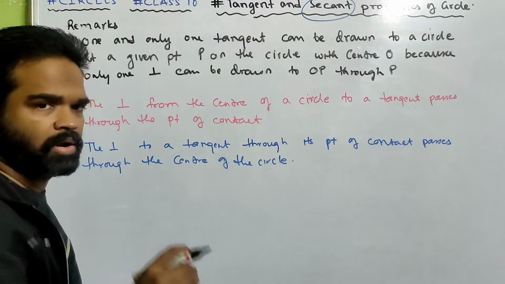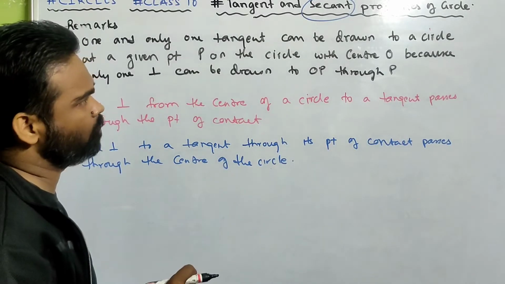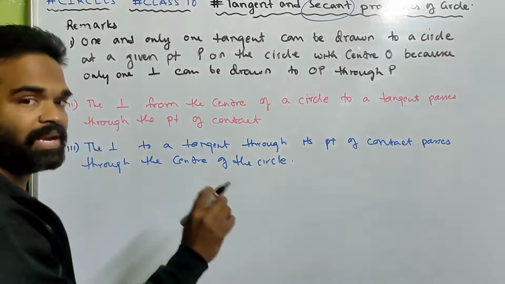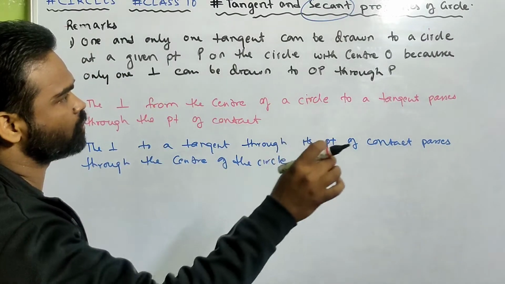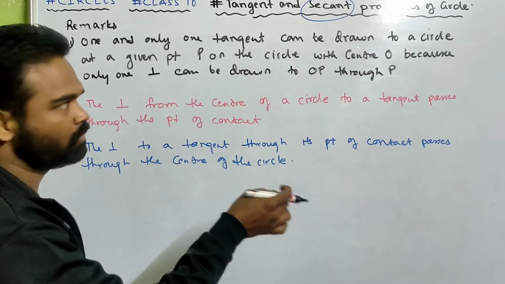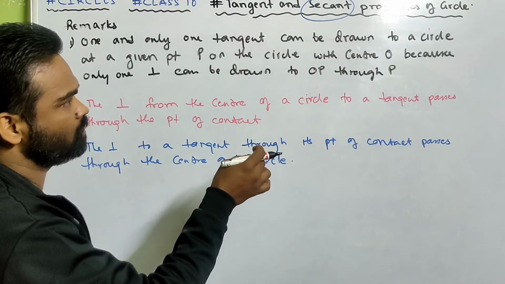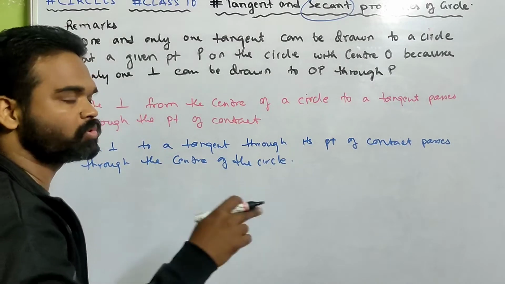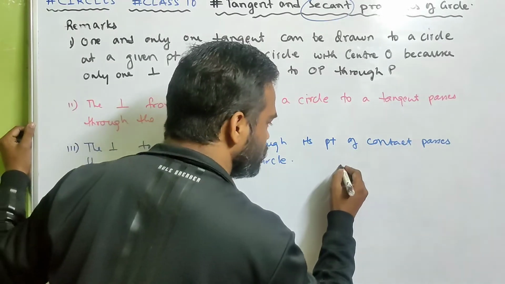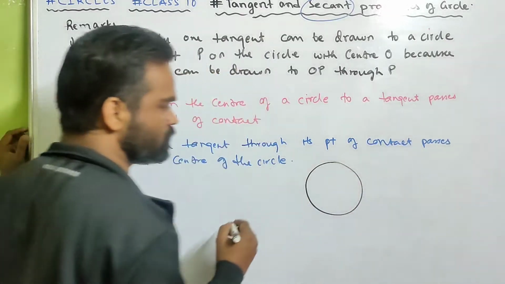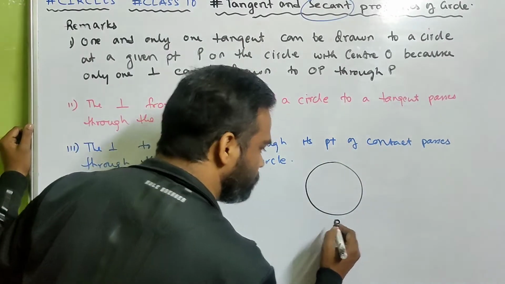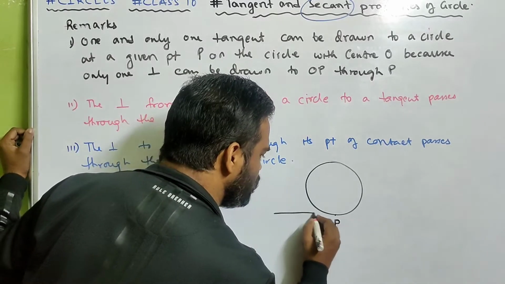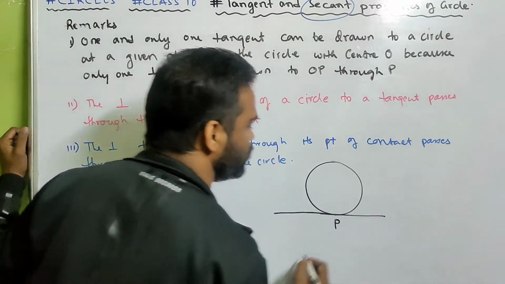Okay. Now based on whatever we have done till now, we have these three conclusions you can see. First, one and only one tangent can be drawn to a circle at a given point P on the circle with center O, because only one perpendicular can be drawn to OP through P. What does it mean? That if you have a circle, if you have a point P on the circle, then you can draw only one tangent.